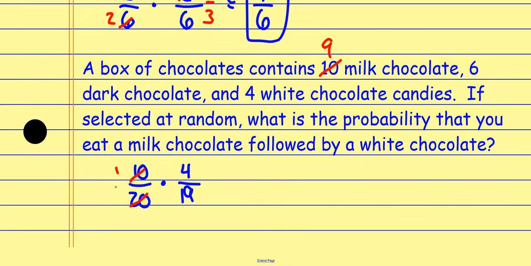These guys reduce to a 1 over 2. The 4 and the 2 can reduce to a 2 and a 1. And now I multiply straight across. That's a 2 out of 19.